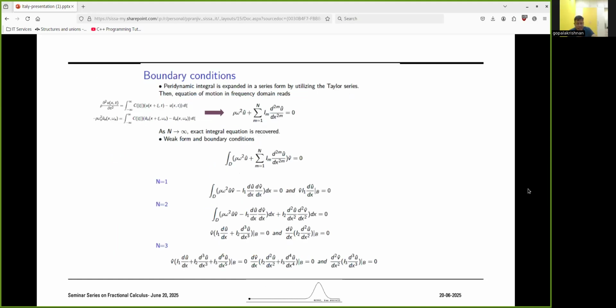So here, this is the original equation I presented, and we convert the integral into a summation. So n becomes infinity. Now we will see, when n equals 1, n equals 2, n equals 3, what are the different forms of the equation we get. When n equals 1 in this equation, you will get this, and this is the weak form of the equation, which gives me the boundary condition, which is a simple rod.